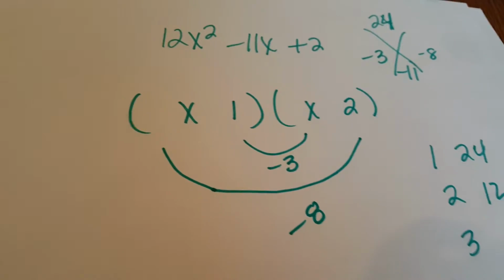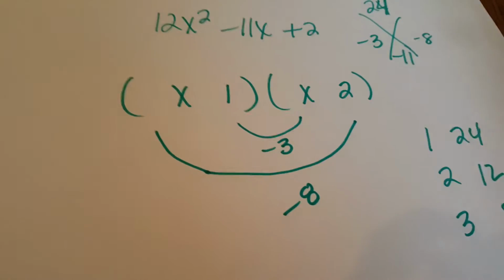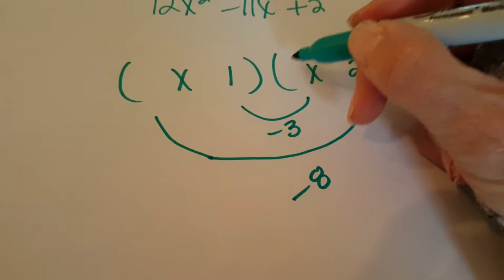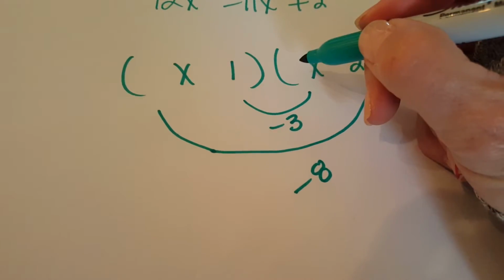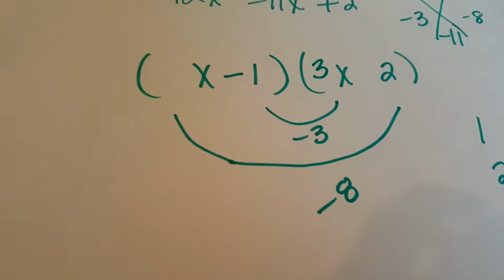Because my 1 and my 2 are locked in. Okay, lead terms are never negative. So that means this has to say a positive 1. It has to say positive, but I want to get a multiple of 3. So this is going to become 3, and my 1's going to be negative.